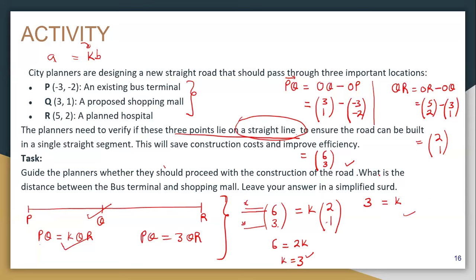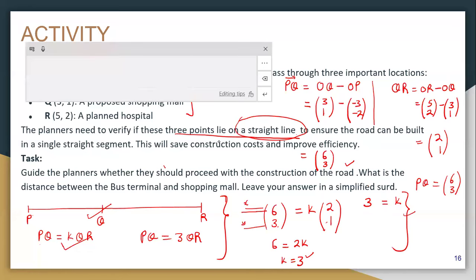Then part 2, they're asking us what is the distance between the bus terminal and the shopping mall? Bus terminal and the shopping mall, that is PQ. So you notice that our vector PQ, we add our answers 6 and 3. So members, what is the distance? Why don't we calculate it? Calculate it. Muzamil also, that is very okay.